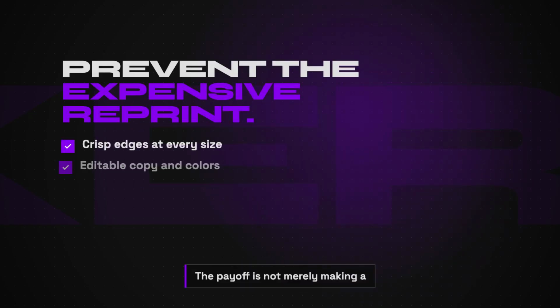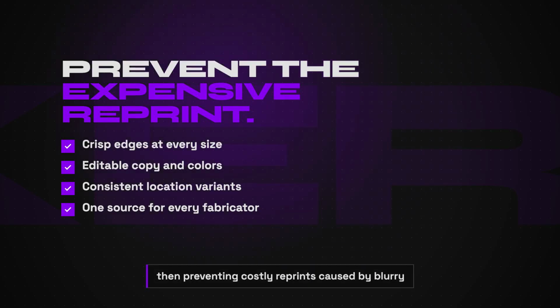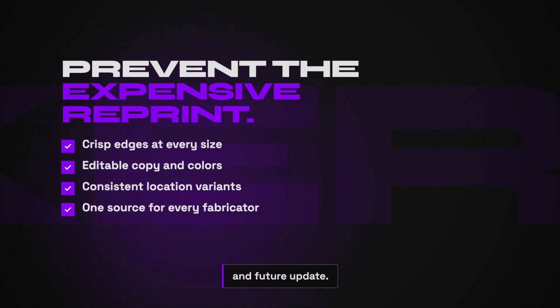The payoff is not merely making a sign faster. It is finding a strong direction while every element is still editable, then preventing costly reprints caused by blurry artwork, weak hierarchy, poor contrast, fragile details, or the wrong production setup. One sharp vector master supports every size, surface, location, and future update.